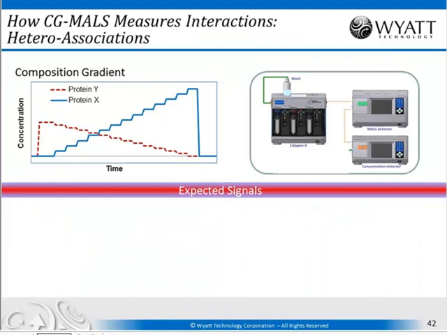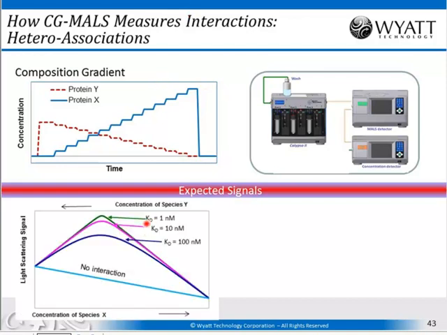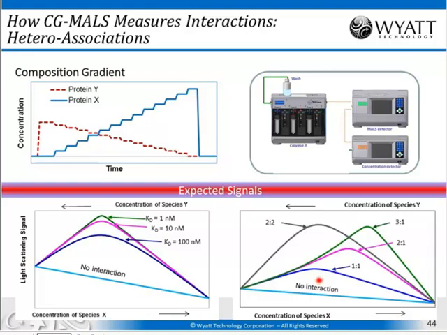For heteroassociation, we mix together the two proteins, protein X and protein Y, in a series of different stoichiometric ratios. And again, as complexes form, the molecular weight increases. That's reflected in the light scattering signal. If the binding affinity increases, we'll have more complexes and a higher molecular weight, so that's reflected in the change of the peak height with KD. And depending on the stoichiometry, both the position of the peak and its height will change.